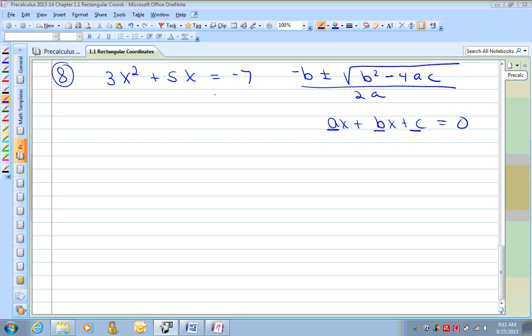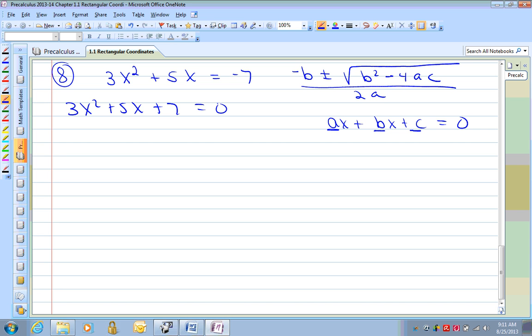To solve most of our quadratics, we're going to want to set them equal to 0. Also remember, in solving our quadratics, what are we really finding? We're finding, hopefully you answered, x-intercepts, which are also called our roots and our zeros. So there are multiple names for those same points. All right, so let's take a look and go 3x squared plus 5x plus 7 equals 0.